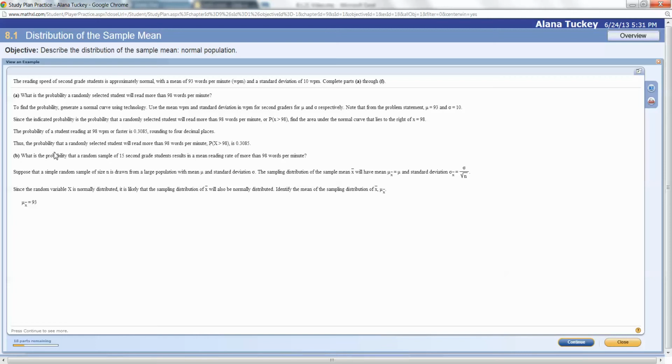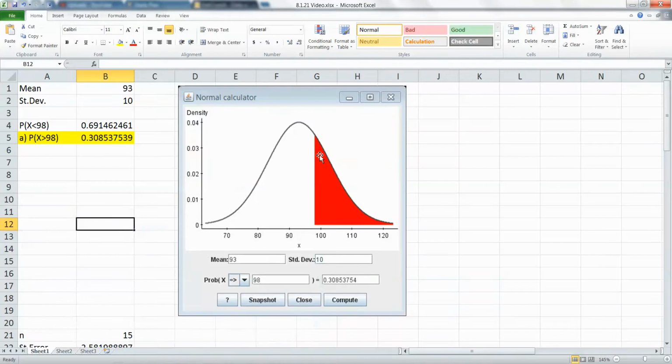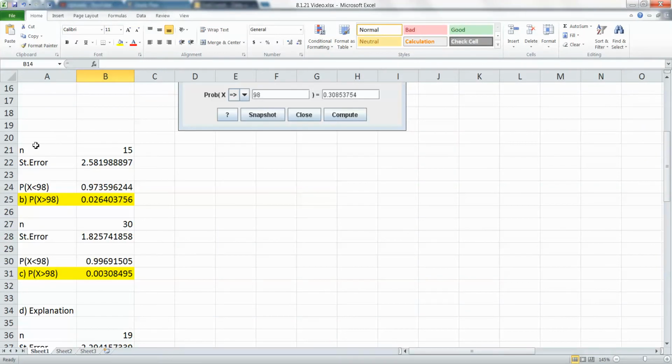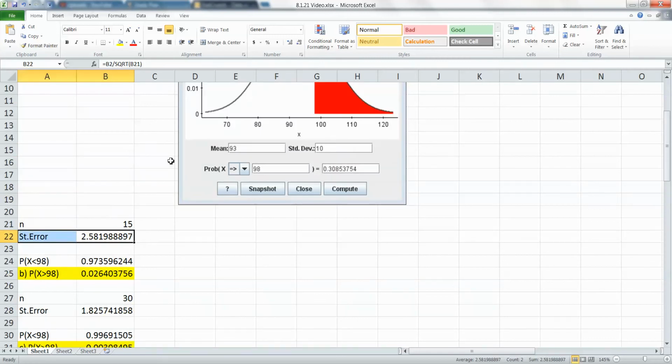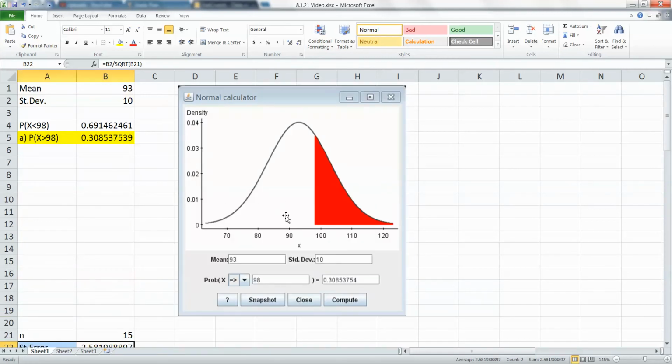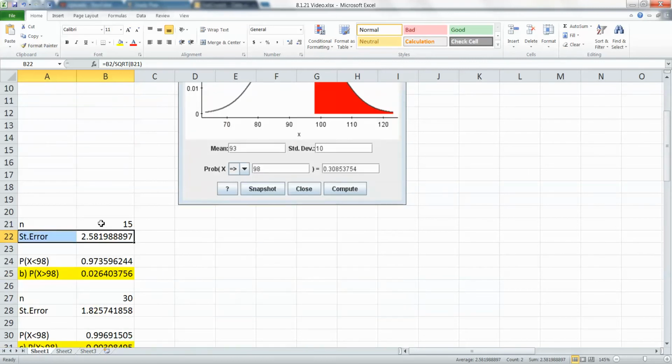Now the next one is, what is the probability that a random sample of 15 second graders are 98 words or more? Okay, so I'm going to put down here n is 15. And the first thing I'm going to have to do is find my new standard error. It's not standard deviation anymore. Standard deviation is for individual kids, individual students. Standard deviation, or standard error, excuse me, is the standard deviation of the x bars. How far apart are the sample means? So you take one random group of 15 students and another random group of 15 students and so on. And then you're going to have a standard error for that, and that's 2.58.